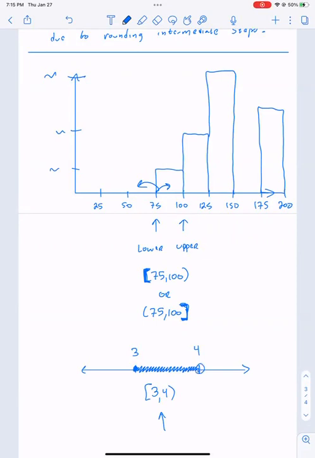That means 3 all the way through 3.9999999999999 and so on, as far as you want to go. They're all going to be in there, but 4 itself is not.